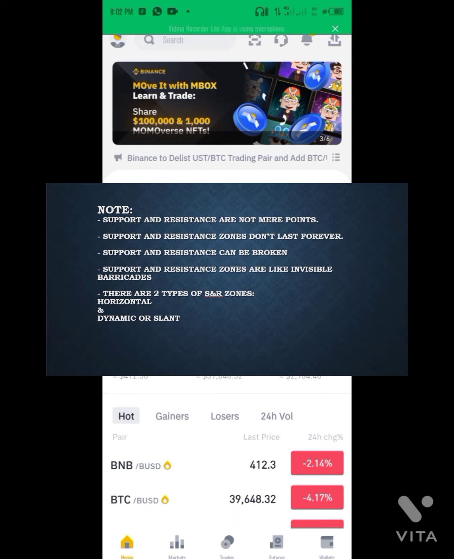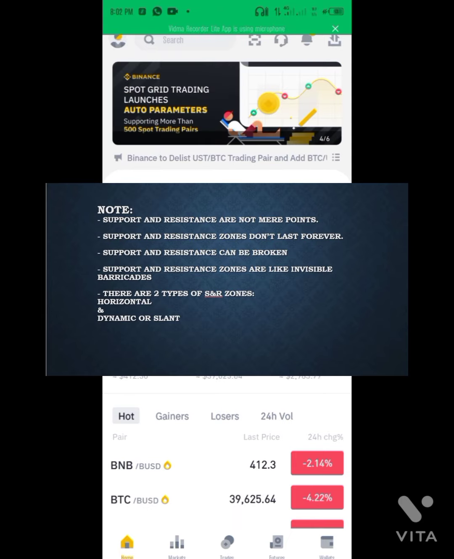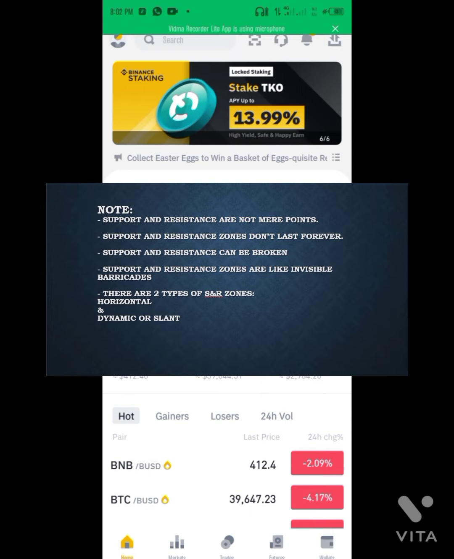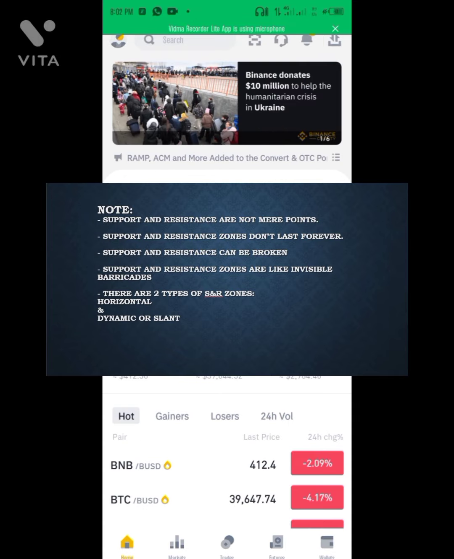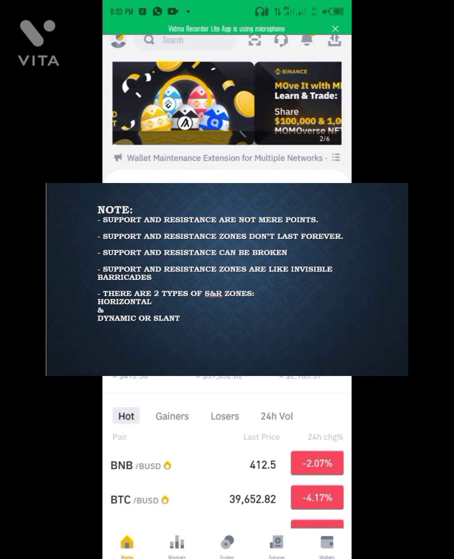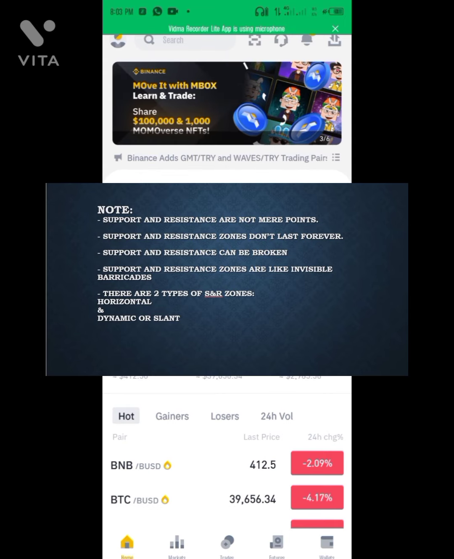And then you also note that support is like an invisible barricade, an invisible blockage, whatever you want to call it, pushing price to go up, while resistance is like an invisible barricade that pushes price down. So we will be using the Binance chart to check how this works.